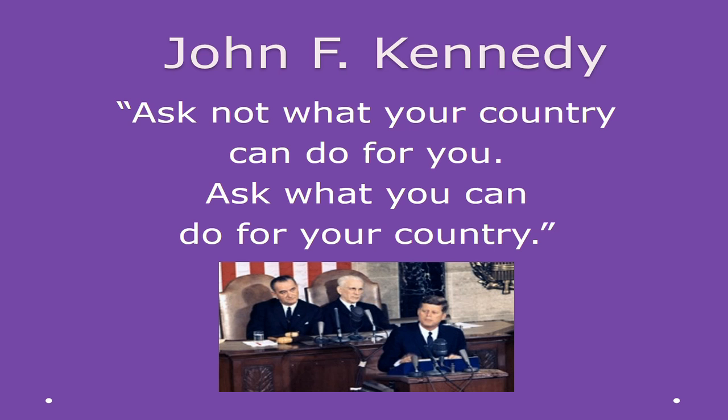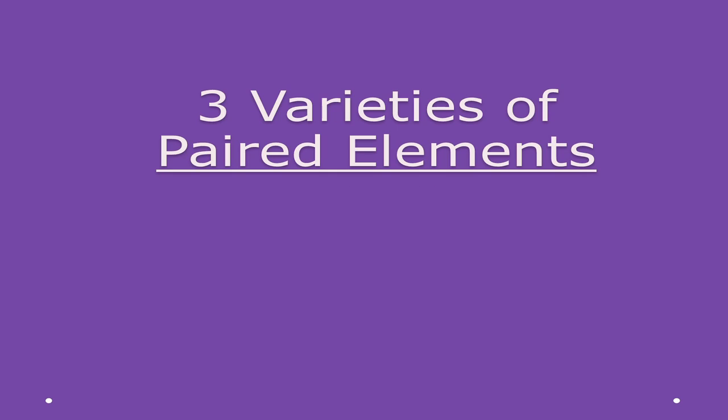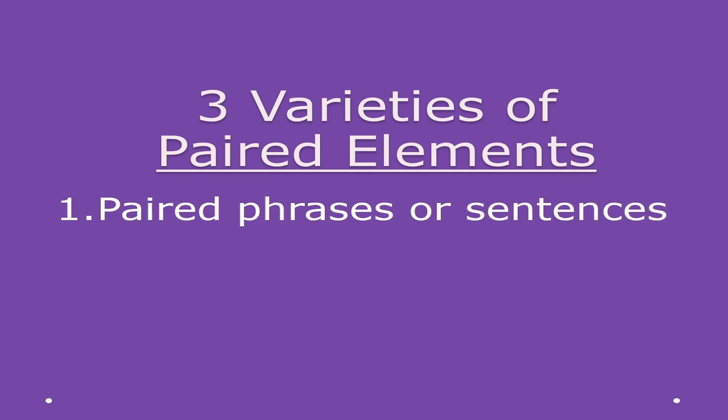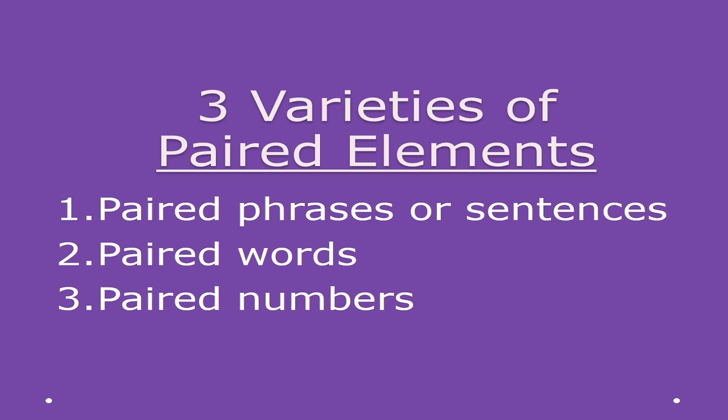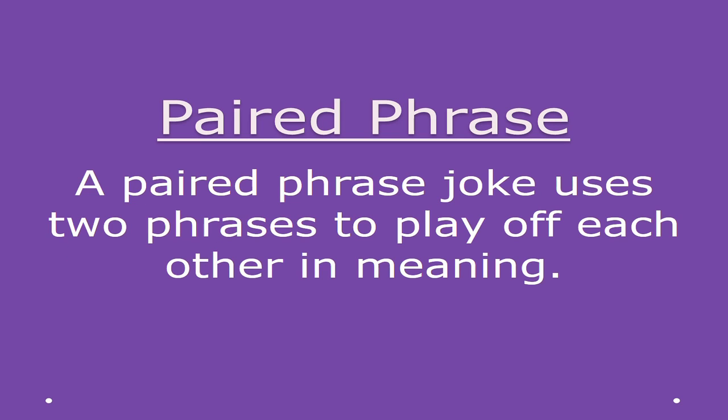A good example of using a paired element in speech is John F. Kennedy's "Ask not what your country can do for you. Ask what you can do for your country." The book discusses three comedy writing techniques using paired elements: paired phrases or sentences, paired words, and paired numbers. First, a paired phrase. A paired phrase joke uses two phrases to play off each other in meaning.